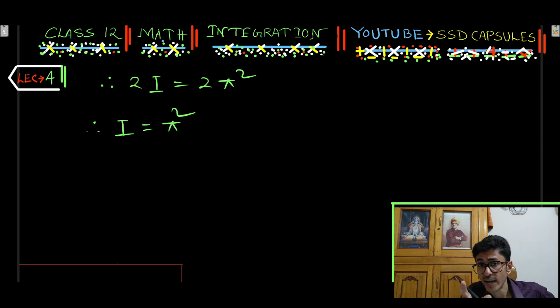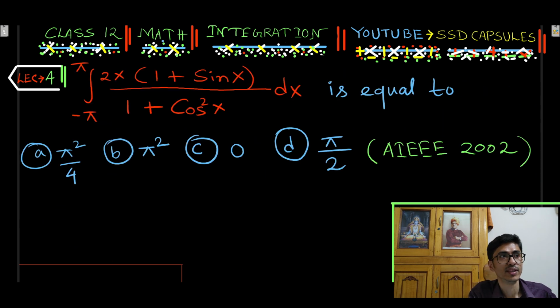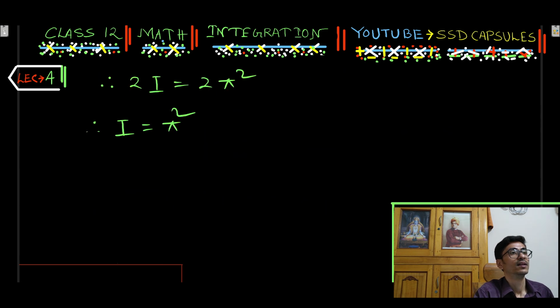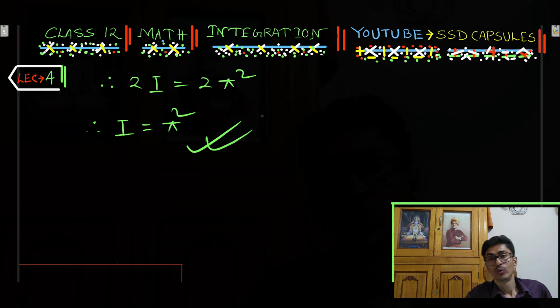So we have evaluated the value of the required integral. Let us check the options given below in the question. So here it is option B, that is pi square. So we have reached the end of this beautiful problem.